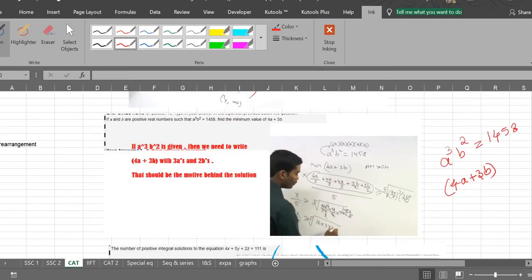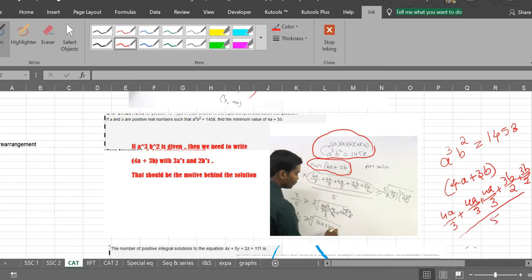Now if you see this, a cube b square is like this and we have to find the minimum of this. What we can do is we can divide it by 3 times, and we can divide it by 2 times, and this should be greater than or equal to the fifth root of this cube on this square, right? And that's how it is.